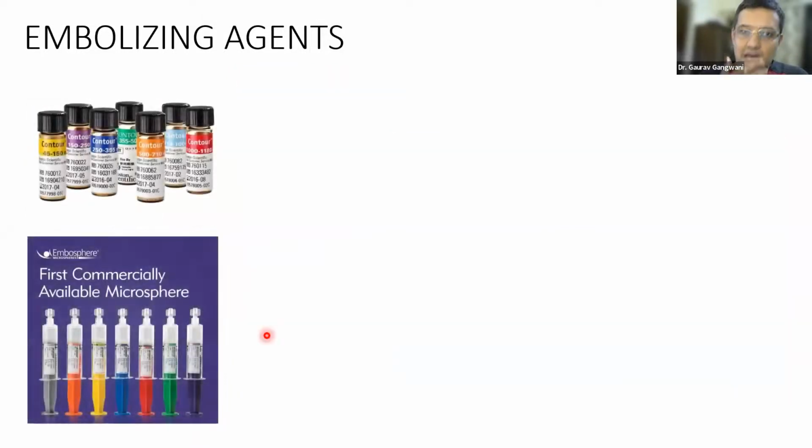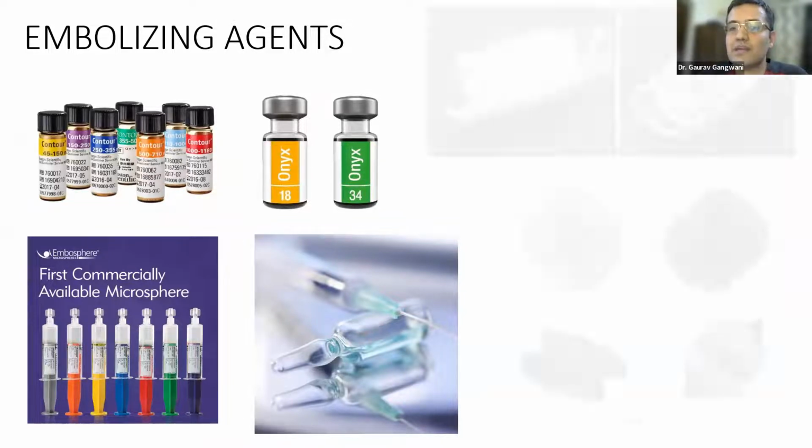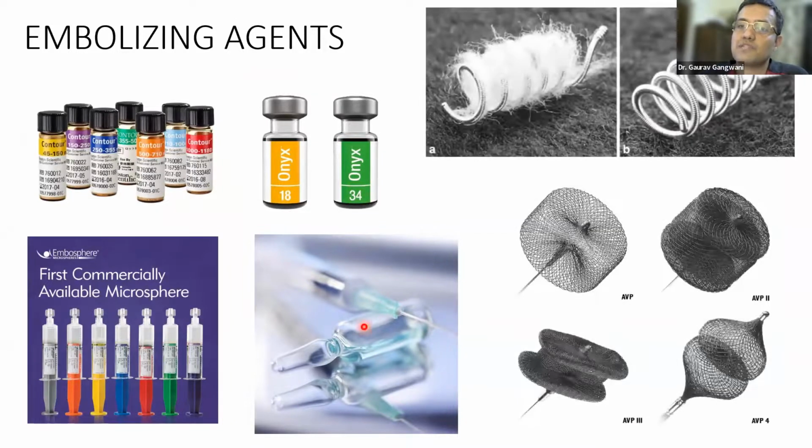Then, of course, we have many permanent and durable agents, starting with particulate agents like PVA particles and embospheres. We have liquid embolics like Onyx, Squid, and Phil for the neuro liquid embolics, as well as glue, which is more often than not used in the peripheral system. And of course, we also have the standard focal metallic occluders like the coils, fibered and non-fibered ones, as well as the Amplatzer vascular plugs, which are used more for focal and proximal occlusions.